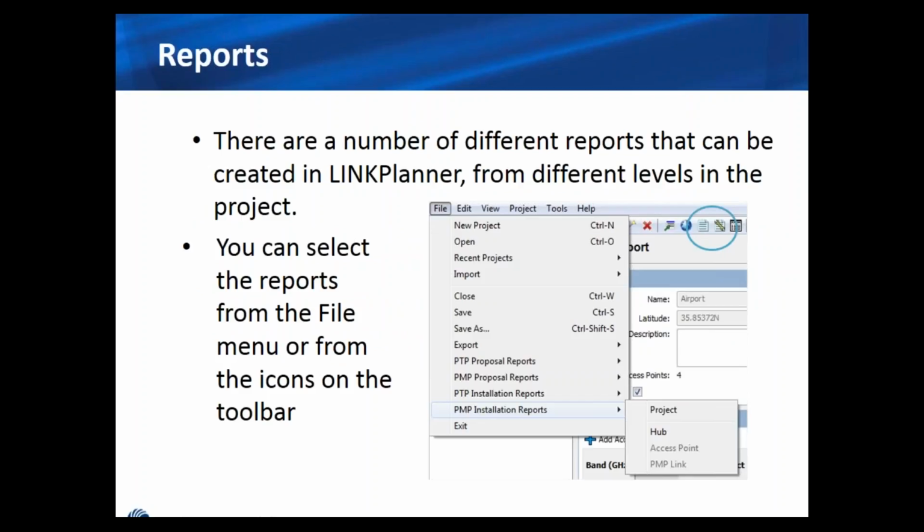Reports. LINKPlanner can create proposals for sales use and installation reports from various levels in the LINKPlanner, which will be helpful for the deployment guys, like technical guys or technicians, with a lot of information. These can be created either by selecting the appropriate option from the file menu or by using the icons on the toolbar. Note that in the file menu, you only have access to the options that are selected in the navigation tree. For example, to create the report at the access point level, you need to have selected an access point to create that particular report.